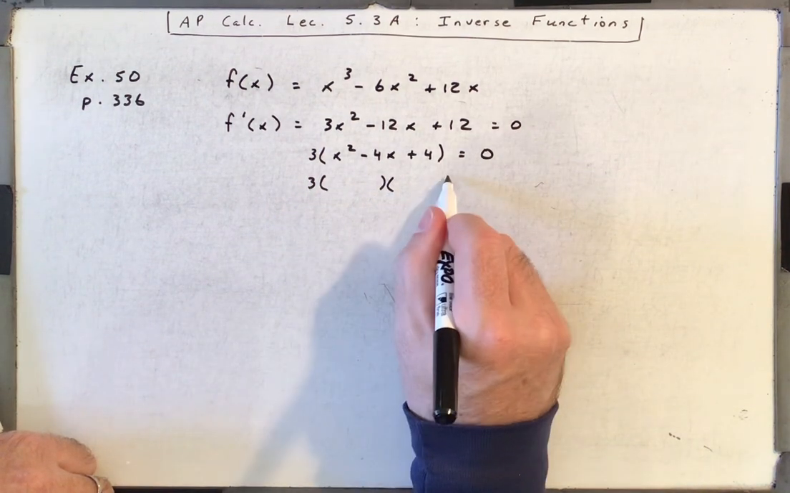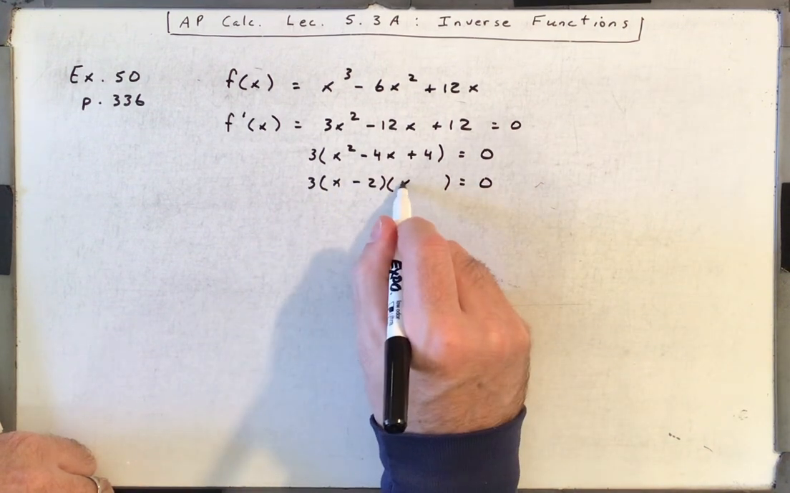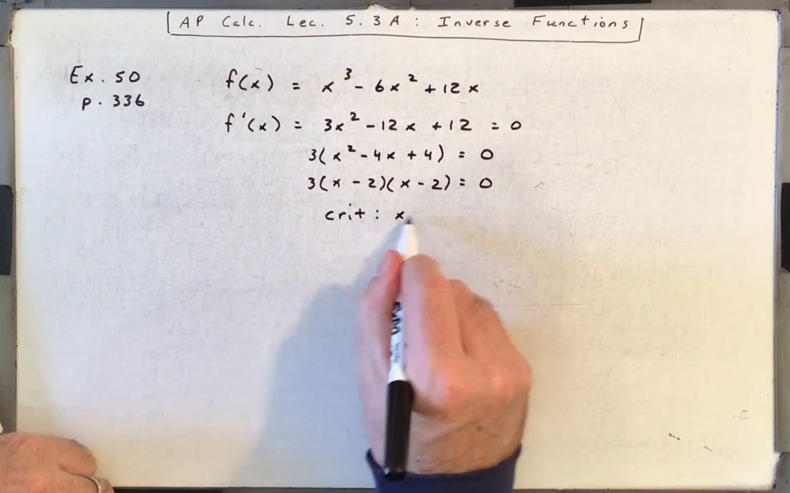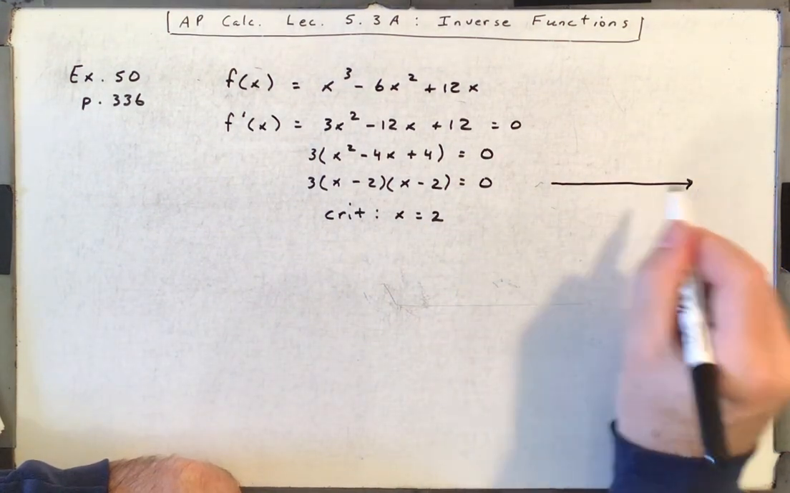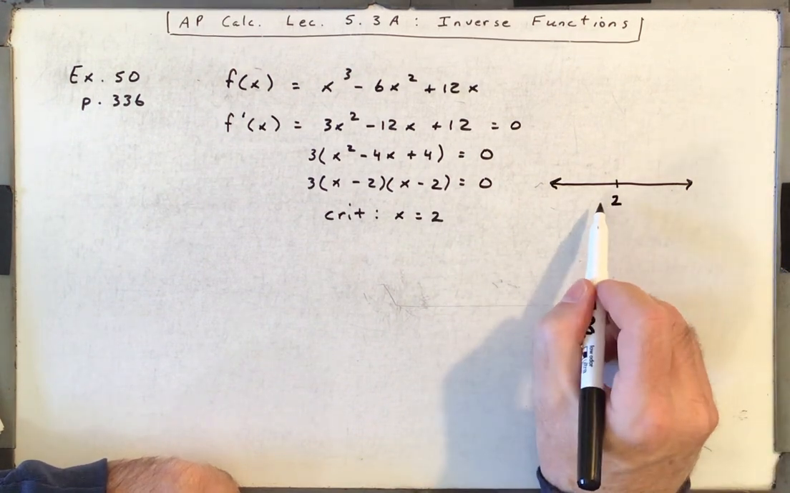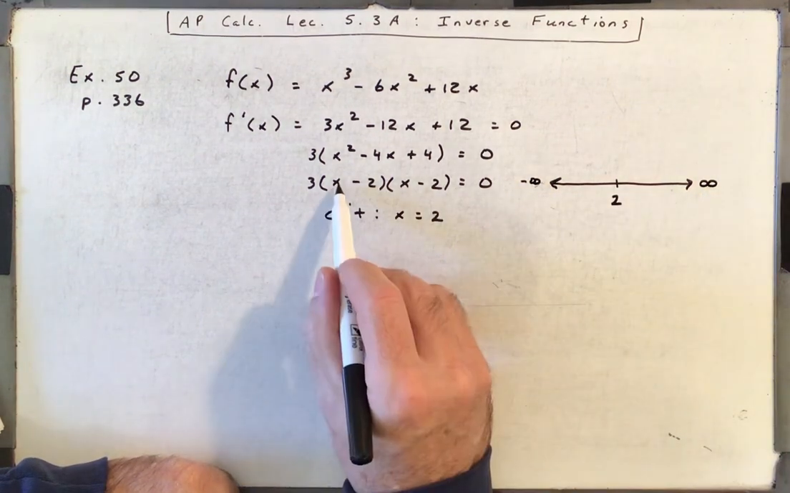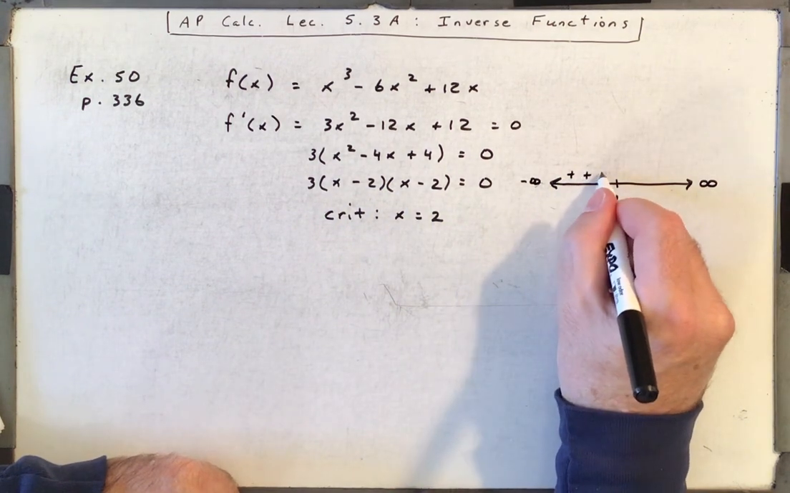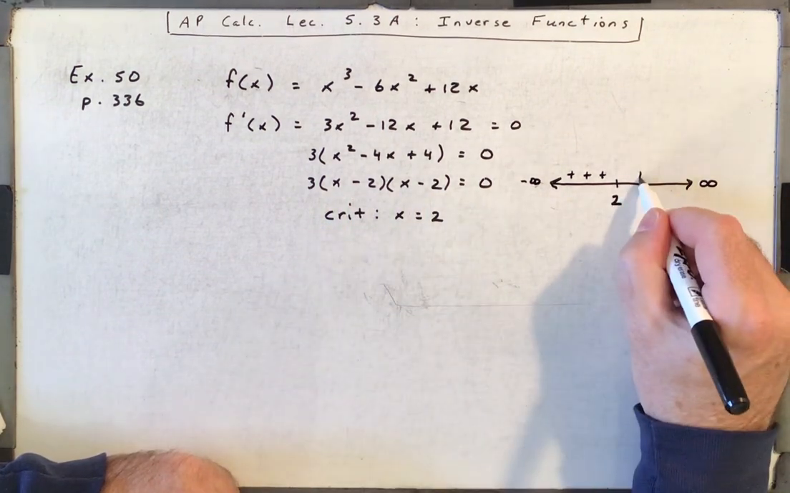And let's see if we can factor that to find our critical point. How about x minus 2 and x minus 2? So we have one critical point at x equals 2. So let's do a sign line. Let's plug in a number to the left of 2. How about 0? So you plug in 0, I've got a negative times a negative, which is positive. And how about, I don't know, 10? Positive times a positive, which is positive.